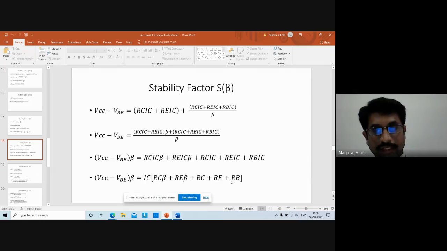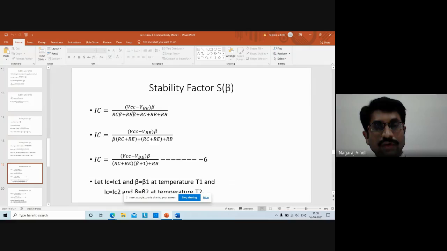So this multiplied term here, the product term, will come to the denominator. So we get IC is equal to (VCC minus VB) into beta, divided by RC beta plus RE beta plus RC plus RE plus RB. That is IC is equal to (VCC minus VB) into beta, the whole divided by, again, RC beta plus RE beta. Beta is a common factor. Take it out. You get beta into (RC plus RE) plus RC plus RE plus RB.